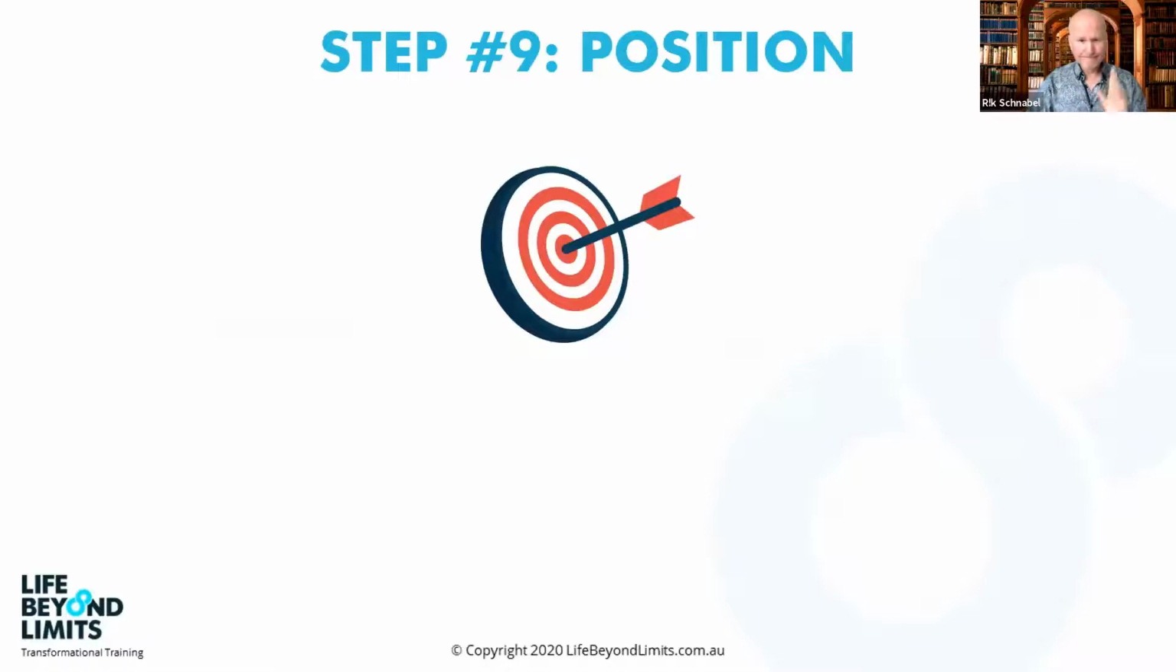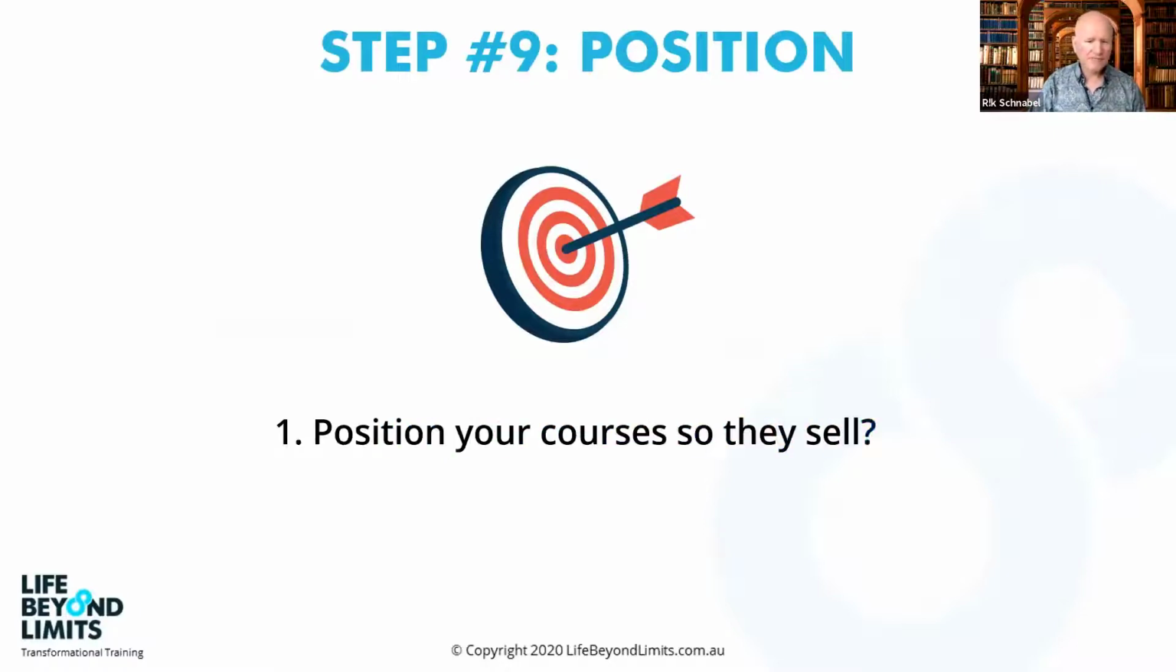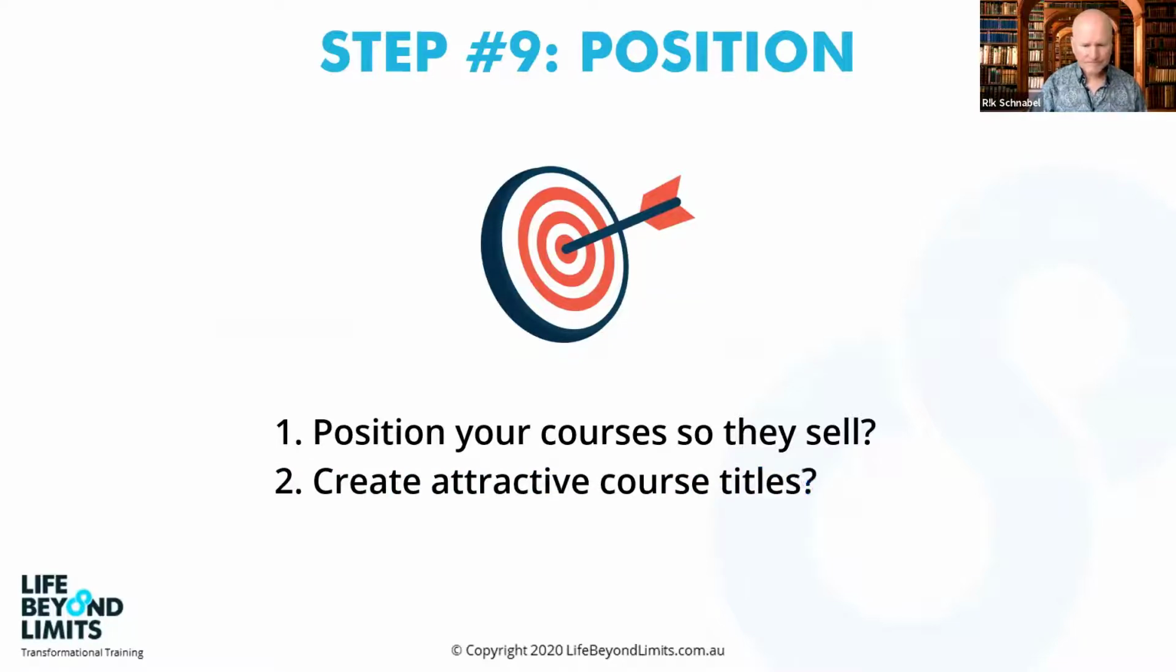Step number 9, now we're at the positioning point. The thing that you really need to do is position your courses so that they sell. Now, there are some various techniques to do this. And one of those is being able to create attractive course titles so that your course title is compelling and appealing. Now, 80% of your success is actually in your course title. So it's a very critical piece.